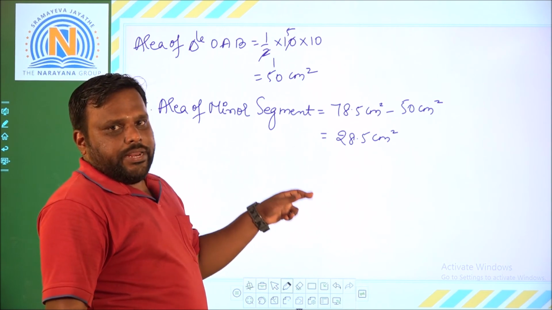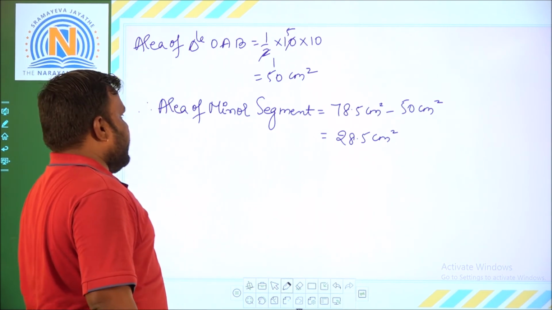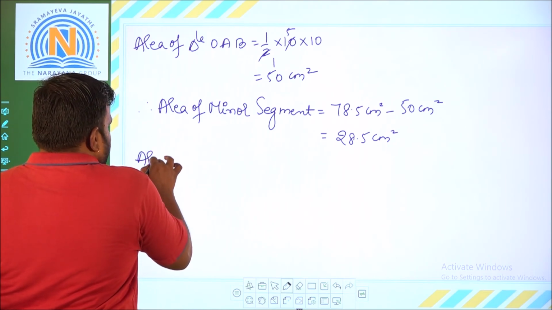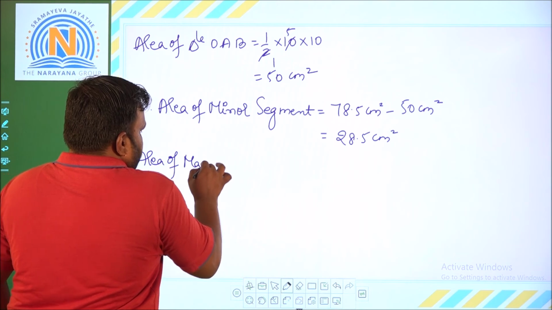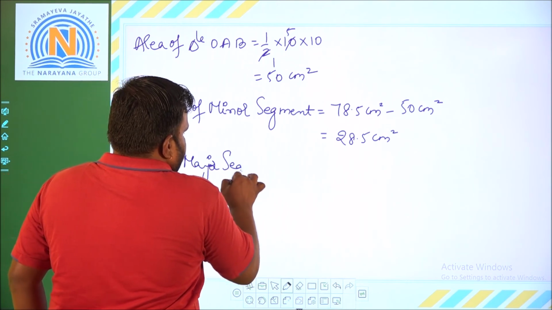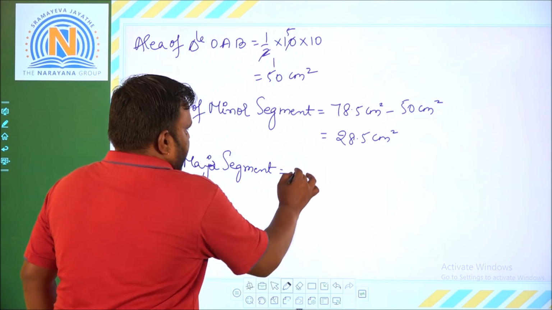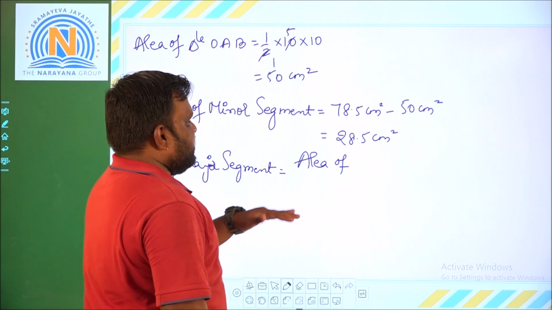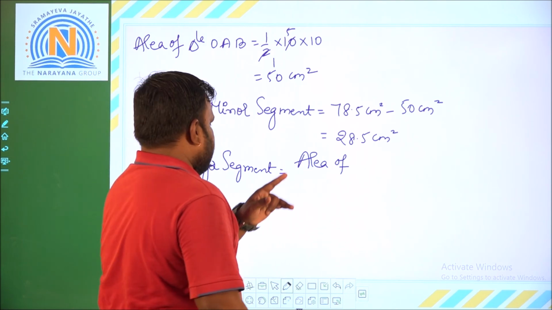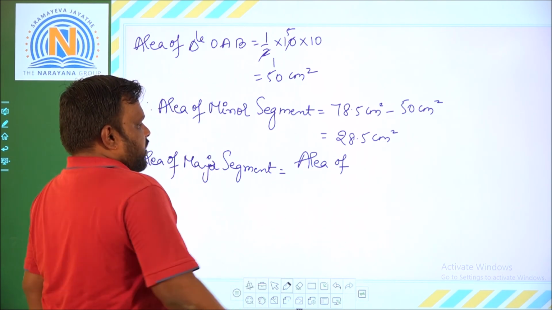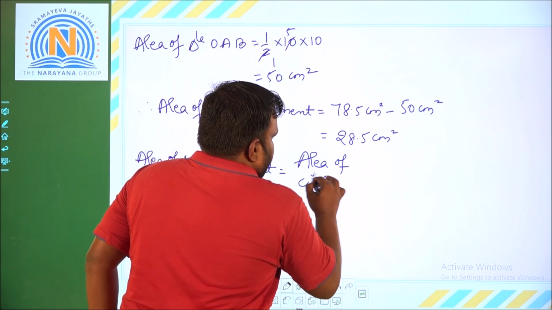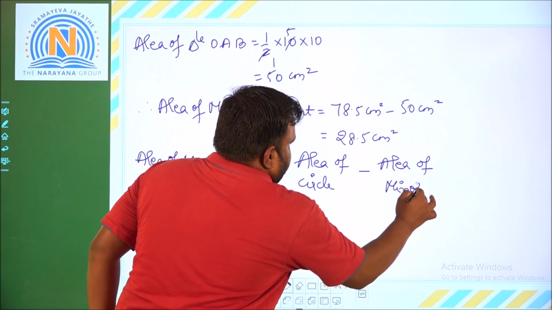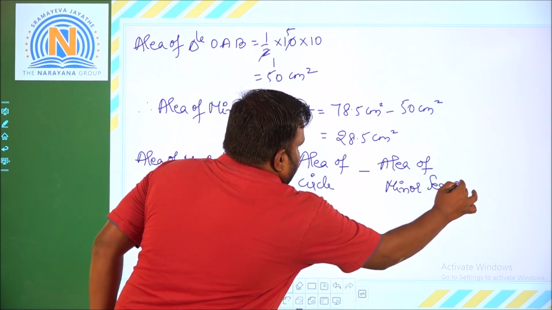Now I have to find the area of the major segment. How to find it? The formula used: the area of the major segment is equal to the area of the complete circle, because the area of the major segment plus the area of the minor segment gives the complete circle. So the area of the major segment is equal to the area of the circle minus the area of the minor segment.